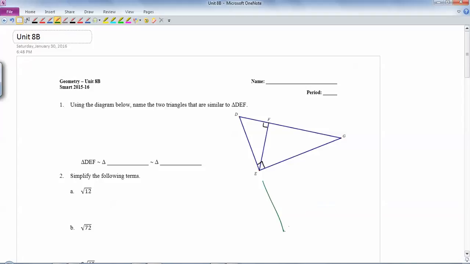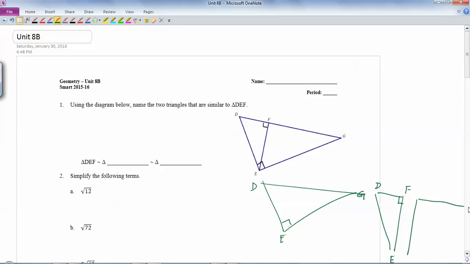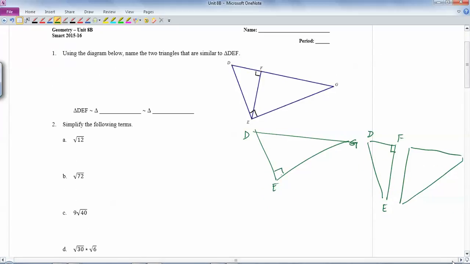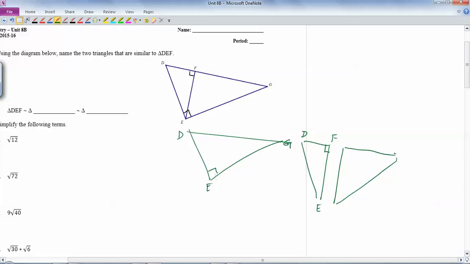So here's the big one, D, E, G. And then here's one of the smaller ones, the one on the left. So D, F, E. And then the one next to it that's a little bit bigger. So this one is F, E, and G. And then there would be a right angle there too. So we already have all the right angles matched up.